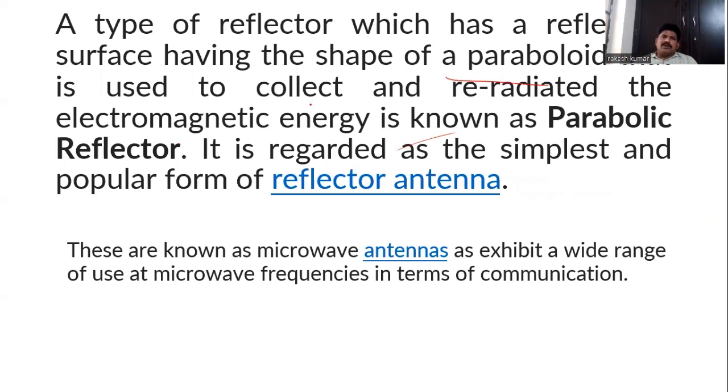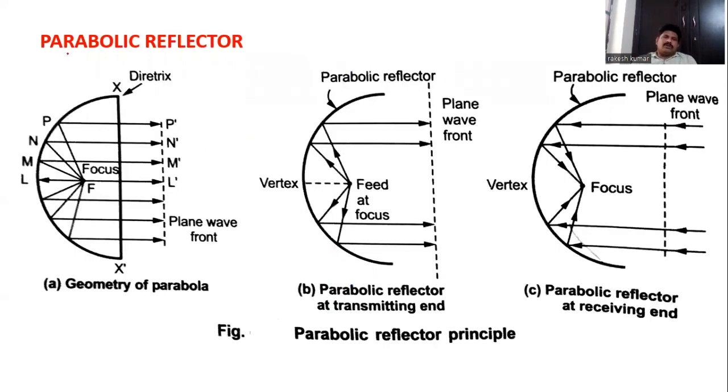So what is the main purpose of this parabolic antenna? The main purpose of this reflector is to collect or transmit the electromagnetic energy. It is the simplest form of the reflector antenna, used for microwave, meaning it operates at microwave frequencies. Since the shape of the reflector is a parabola, we call this a parabolic reflector.